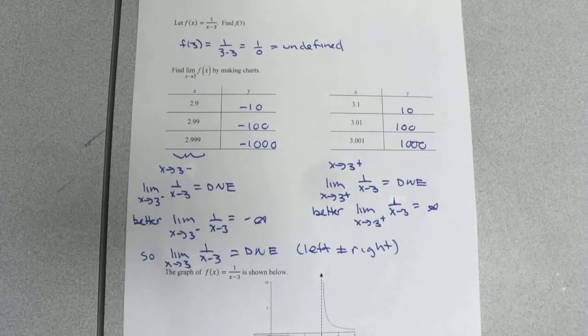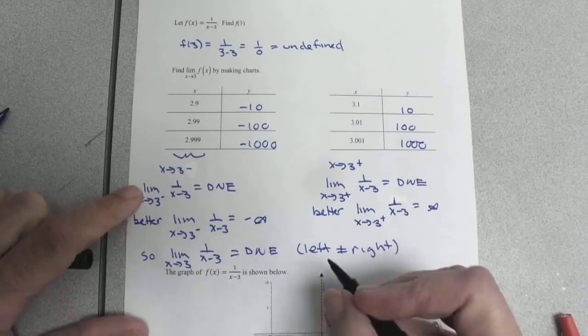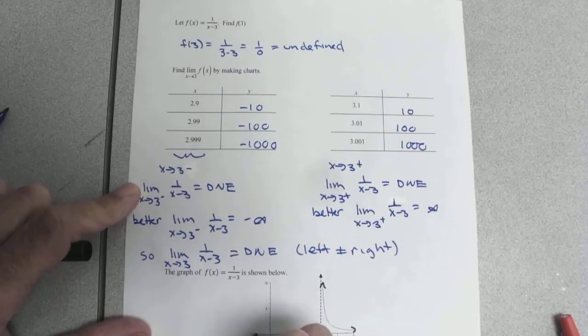And down below here, we've got the graph of 1 over x minus 3. And we can note that on the left here, and I got lazy when I was drawing my graphs, I didn't put little arrows here and here and here and here.